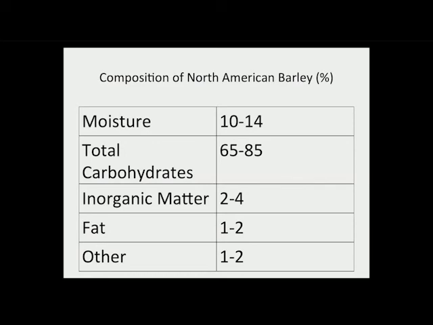This is just a general percentage of what the composition is of North American barley. Moisture is usually between 10 and 14%. Carbohydrates are usually between 65 and 85%, and obviously that's the portion of the kernel that we're after. The inorganic matter is between 2 and 4%, and the fat usually between 1 and 2%. Then of course there are other parts of the barley that are very small, usually around 1 to 2%. These parts of the barley are usually inconsequential to what we're using in the brewing process.